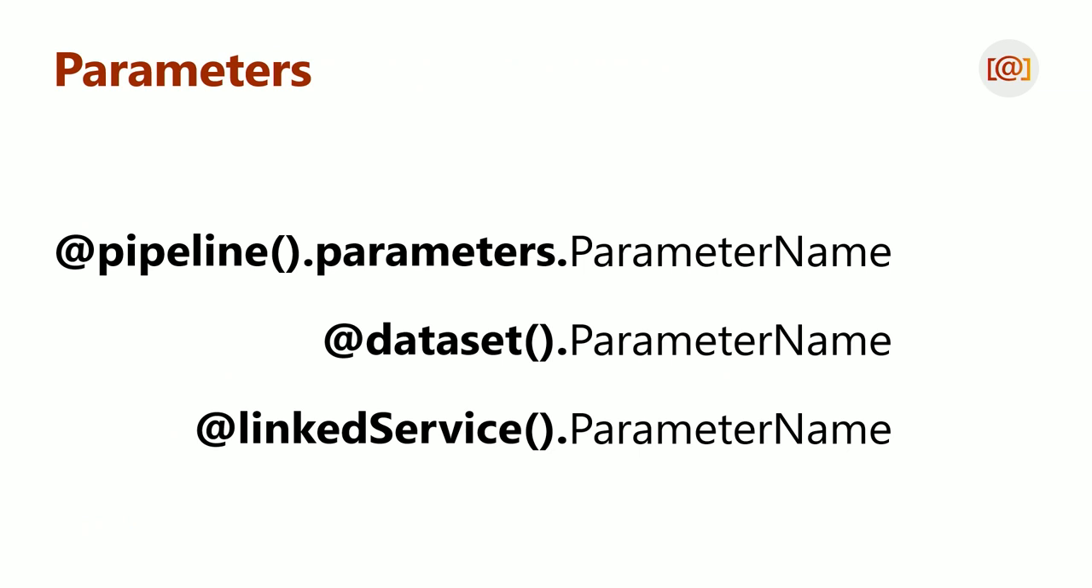And the parameter syntax looks something like this. You have pipeline.parameters.parameter_name, dataset.parameter_name, and linkedService.parameter_name. Do any of you notice something kind of strange with this? It's a big room. I know you probably don't want to speak up.